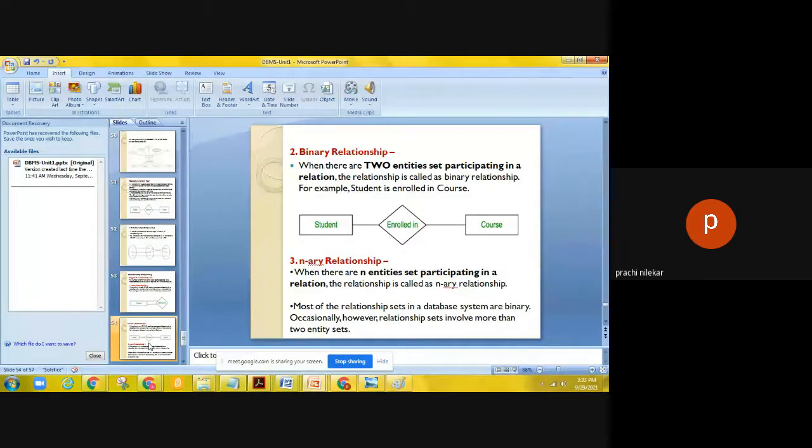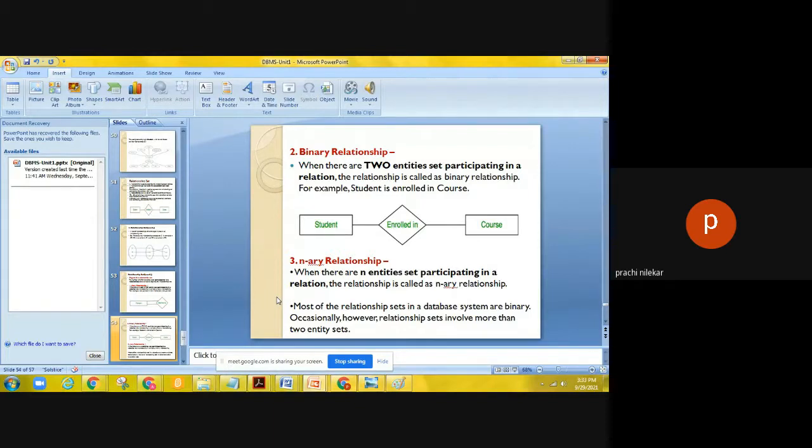We are defining the degrees of a relationship set. We were on the point of unary, after that binary, and now the next one is the n-ary relationship. When there are n entity sets participating in a relation, the relationship is called an n-ary relationship. That means more than two entities are participating in a relation. Then it's called an n-ary relationship. But according to the DBMS, most of the relationship sets in database systems are binary.